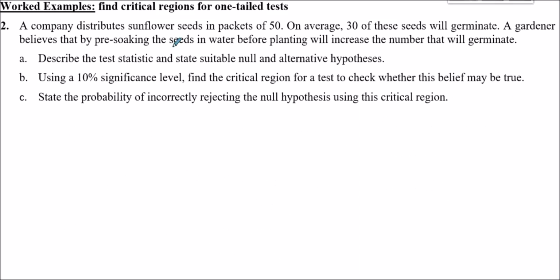Worked example 2, there's 4 in total, so this is worked example number 2. A company distributes sunflower seeds in packets of 50, and on average 30 of these seeds will germinate. A gardener believes that pre-soaking the seeds in water before planting will increase the number that will germinate. He might be onto something here, or maybe he's deluded. We'll see. So part A, describe the test statistic and state suitable null and alternative hypotheses.